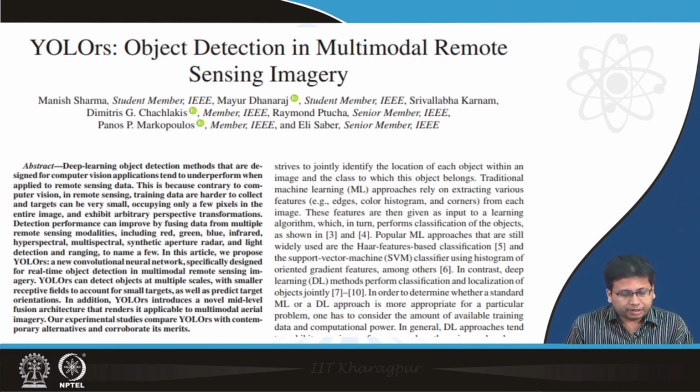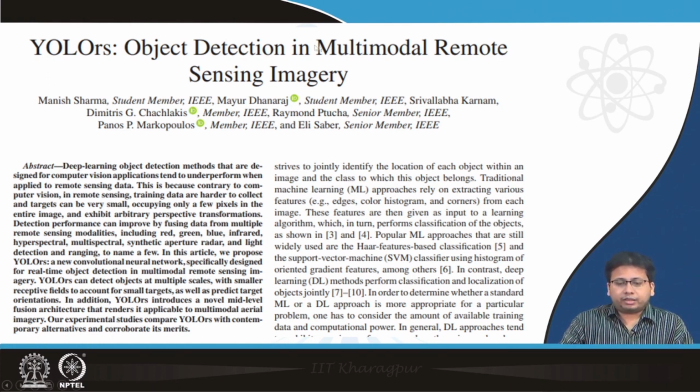In this article we propose YOLO-RS, a new convolutional neural network specifically designed for real-time object detection in multimodal remote sensing imagery. YOLO-RS can detect objects at multiple scales with smaller receptive fields to account for small targets as well as predict target orientations. In addition, YOLO-RS introduces a novel mid-level fusion architecture that renders it applicable to multimodal aerial imagery. Our experimental studies compare YOLO-RS with contemporary alternatives and corroborate its merits.